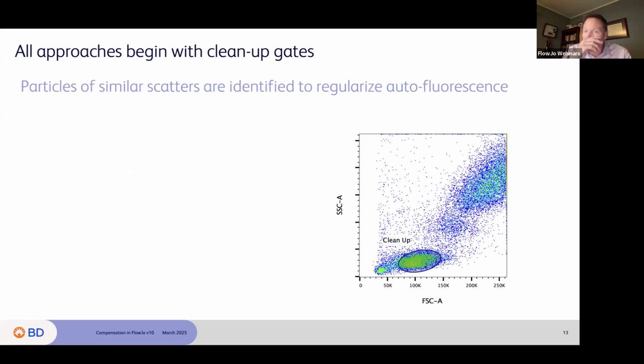Okay, so no matter what combination of methods you're using, you start with a cleanup gate. Cells here using forward scatter and side scatter to find things that are roughly the same size and roughly the same complexity, so that we can assume the autofluorescence contribution of all those cells is relatively equal.